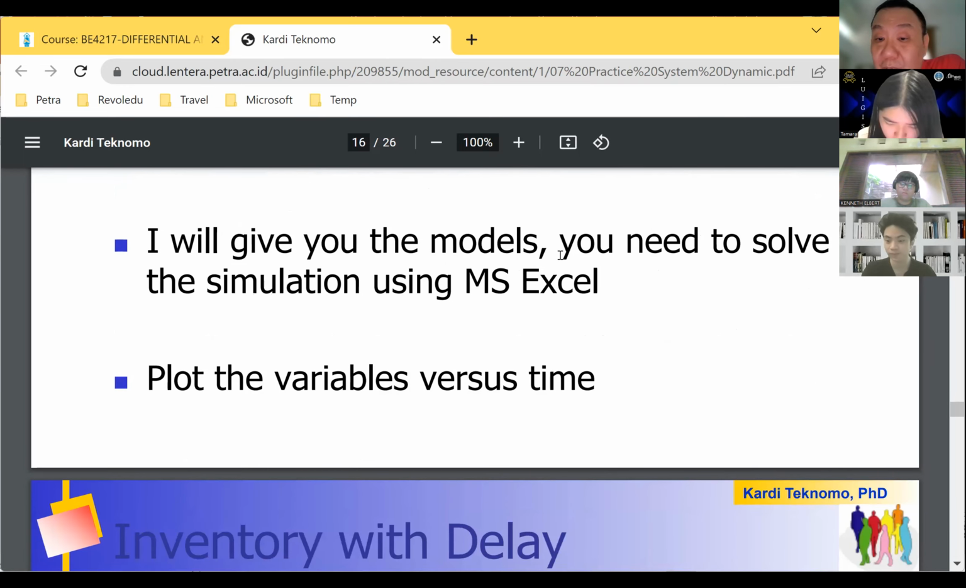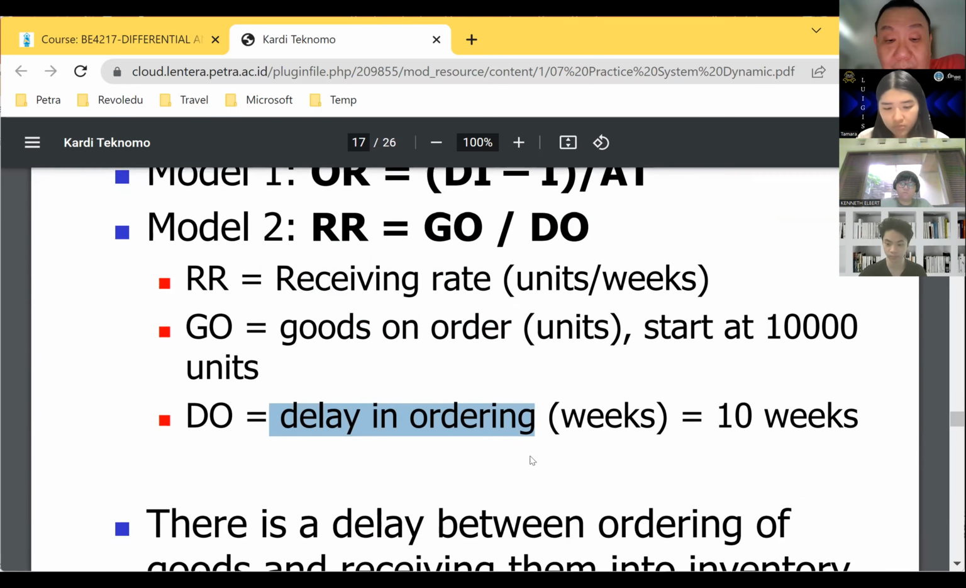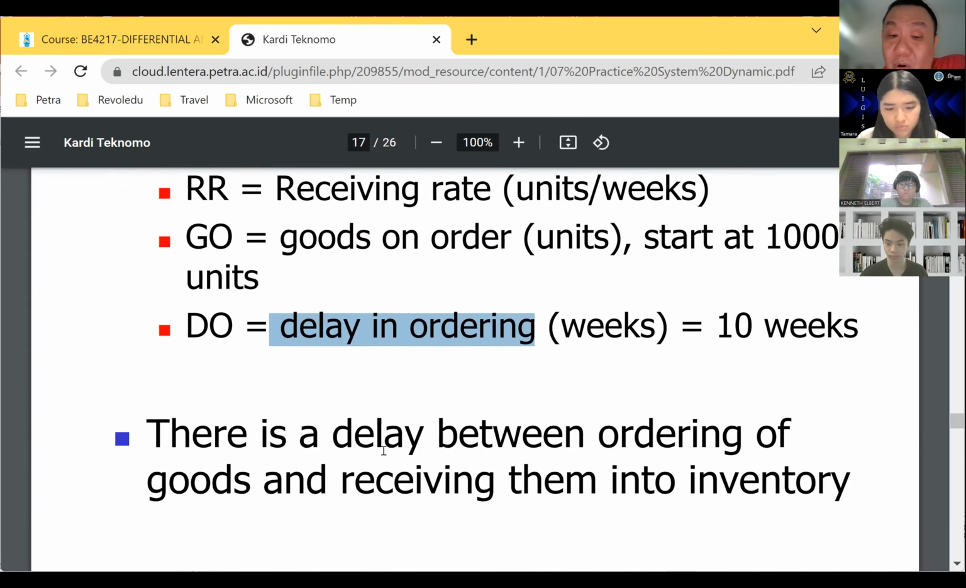Let's do this simplified inventory model with additional delay. Again, I will give you the model you need to solve using Excel. Here is the model. This is a negative feedback loop, and this is the positive feedback loop. RR means the receiving rate. GO means the goods on order, you can start with 10,000. And DO is the delay of ordering, so there is a delay between ordering the goods and receiving them into the inventory.